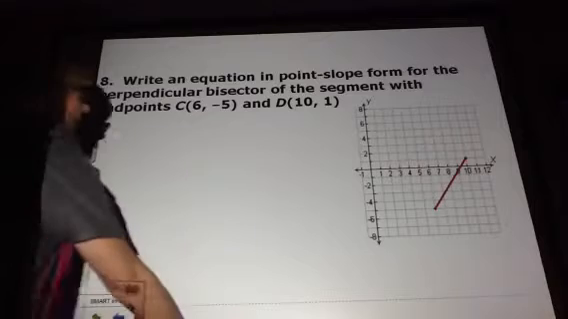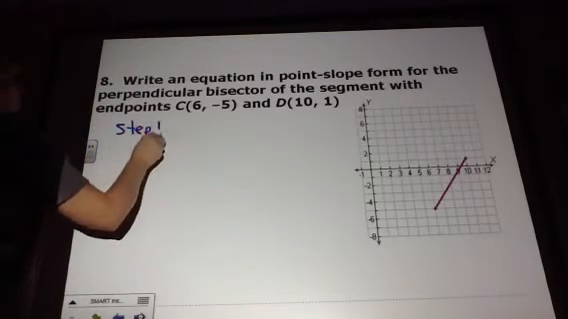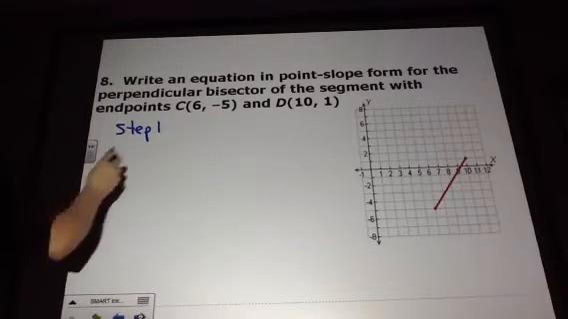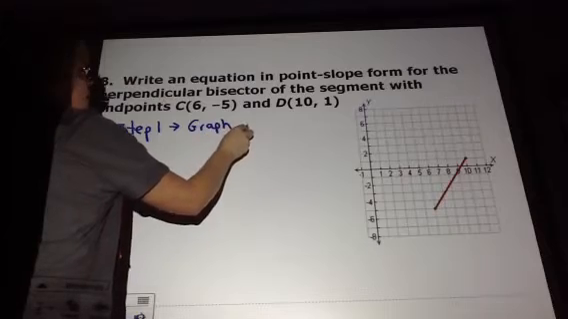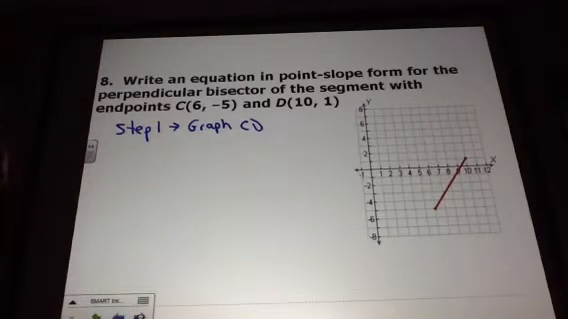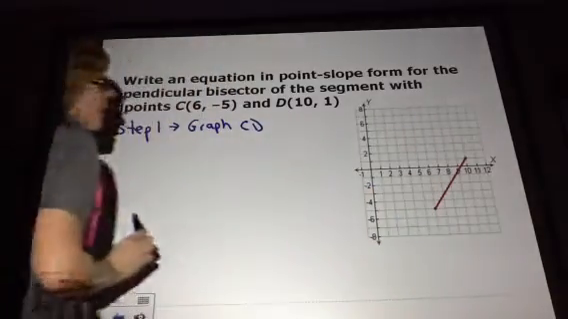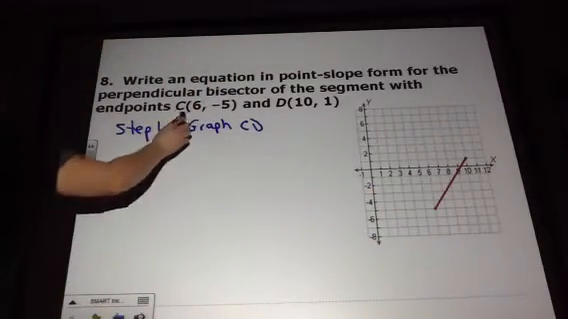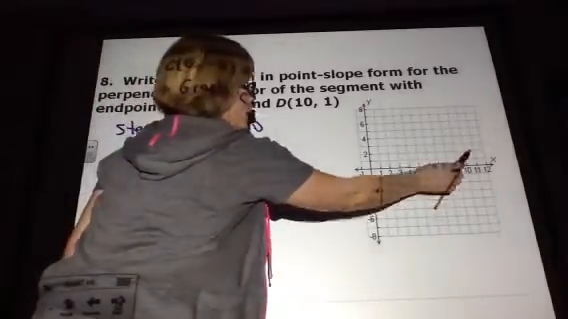Okay, so step 1. Go ahead and graph CD. So C is 6, -5. Write 6, down 5. D is 10, 1. Write 10, up 1.